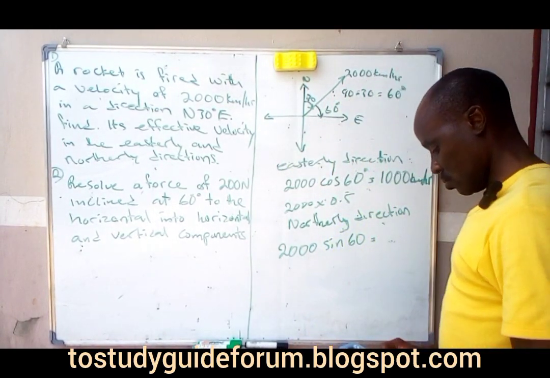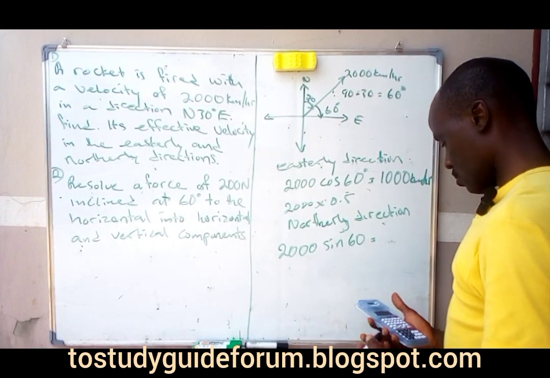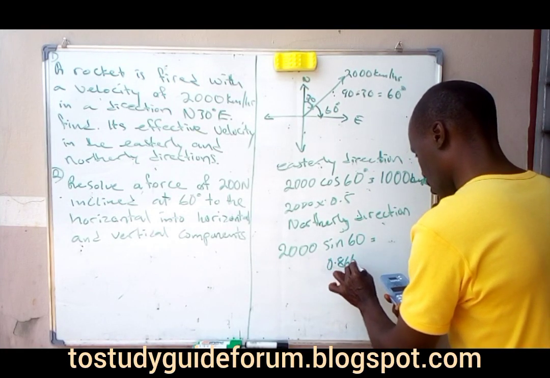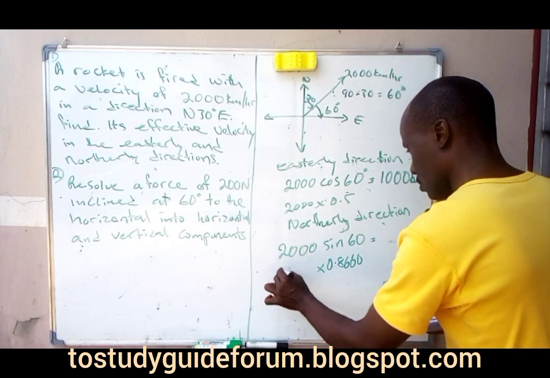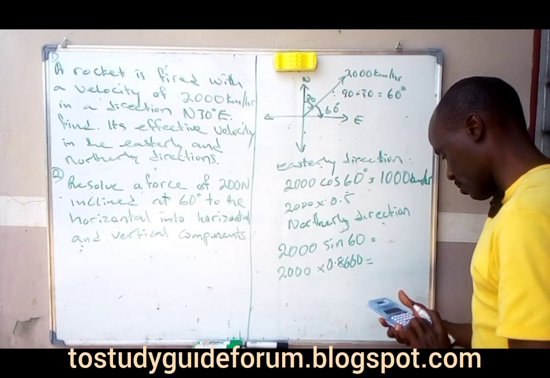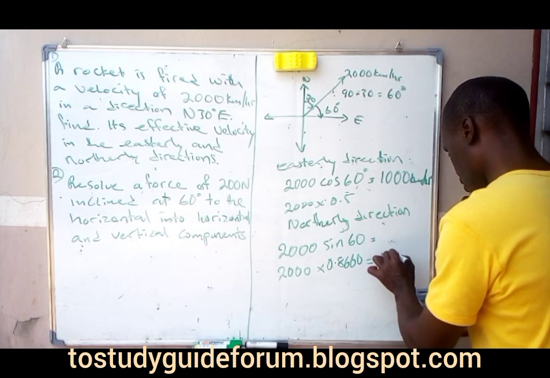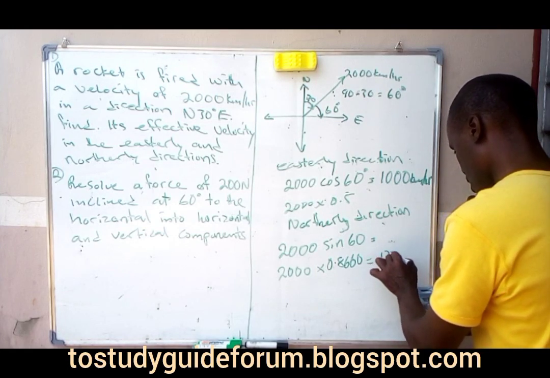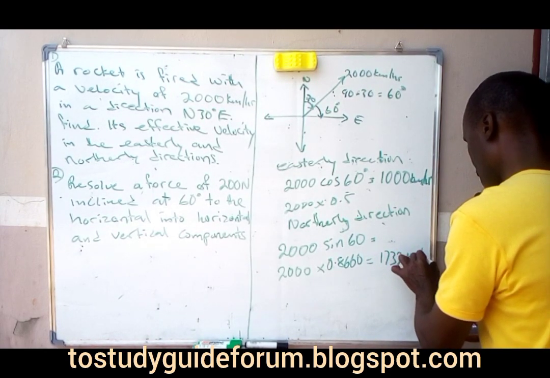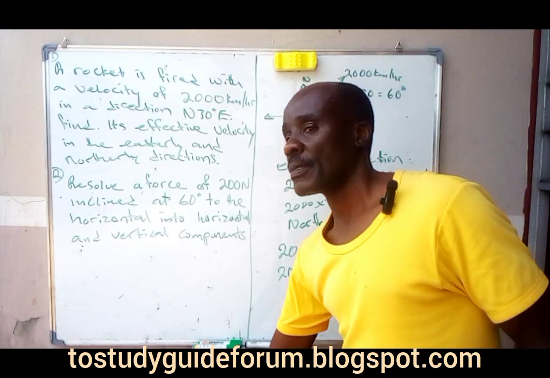Sine 60 will give us 0.8660 times 2000. That will give us 1732 kilometer per hour. So let's just stop it there. That's for the first one we are doing.